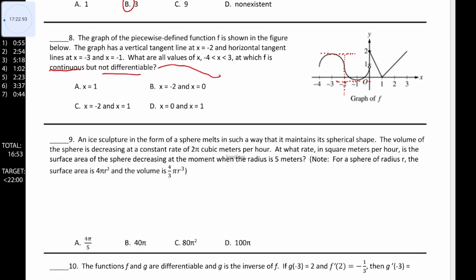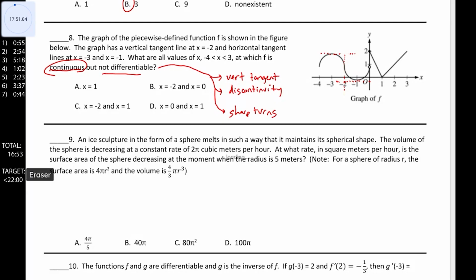Okay, so it's not going to be differentiable anytime you've got a vertical tangent. It's not going to be differentiable anytime you have a discontinuity. Now in this problem, we want it to be continuous, so we don't even have to worry about that on this particular problem, but that would make it not differentiable as well. And then we also are going to be looking for sharp turns too. Anytime you've got a sharp turn, the function is not going to be differentiable.